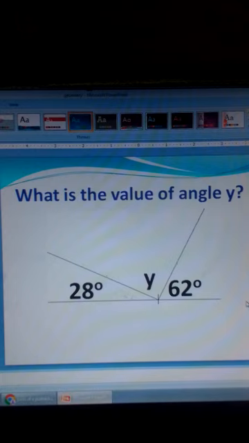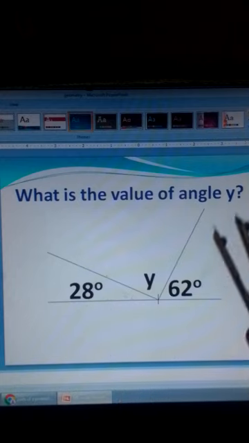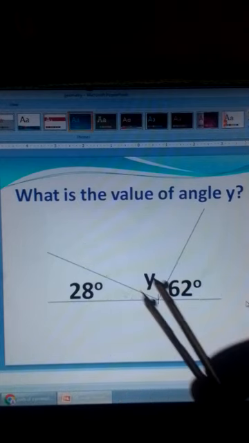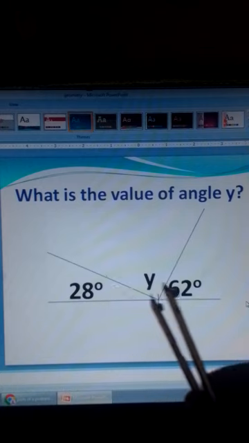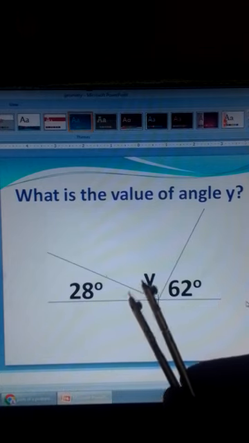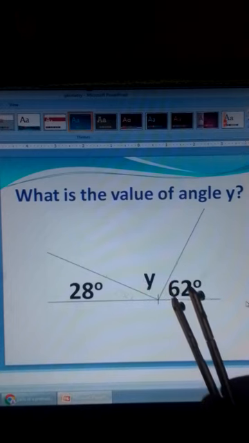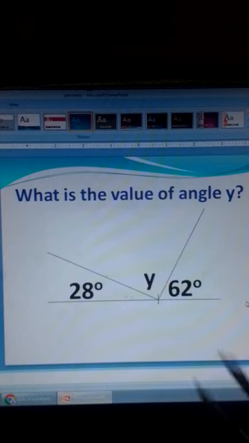And then we want to learn about the sum of the angles on a straight line. We have this line here, and we have these other lines which form angles on this straight line. We have this angle 28 degrees, this angle is Y, and this angle is 62 degrees. So what is the value of angle Y? This is what we do.